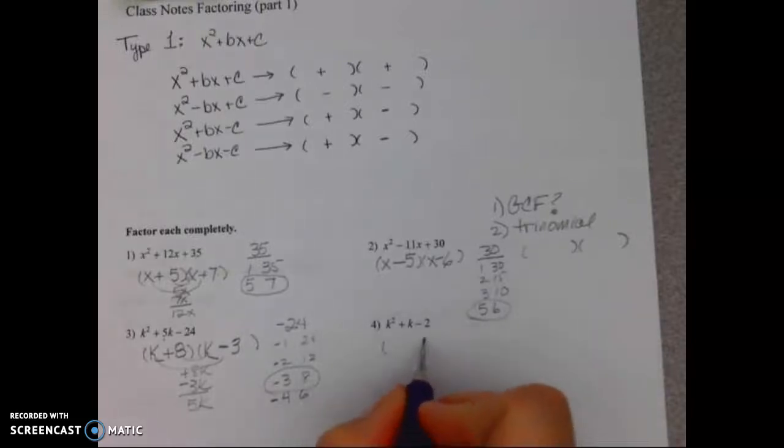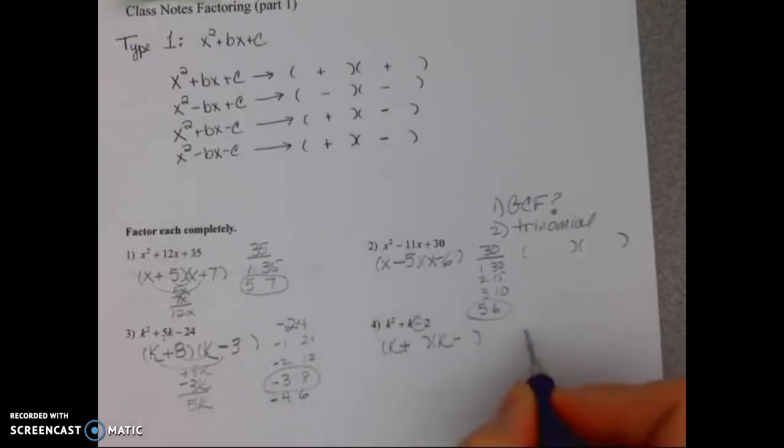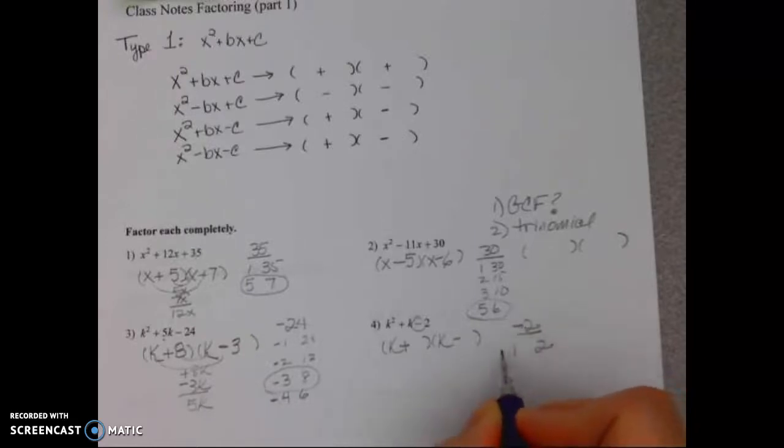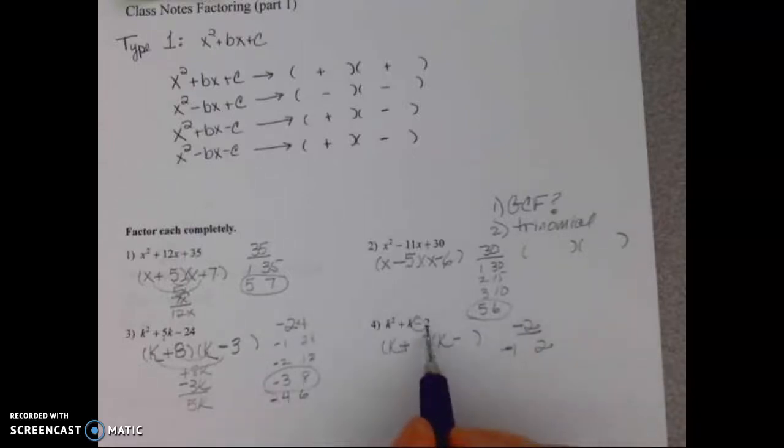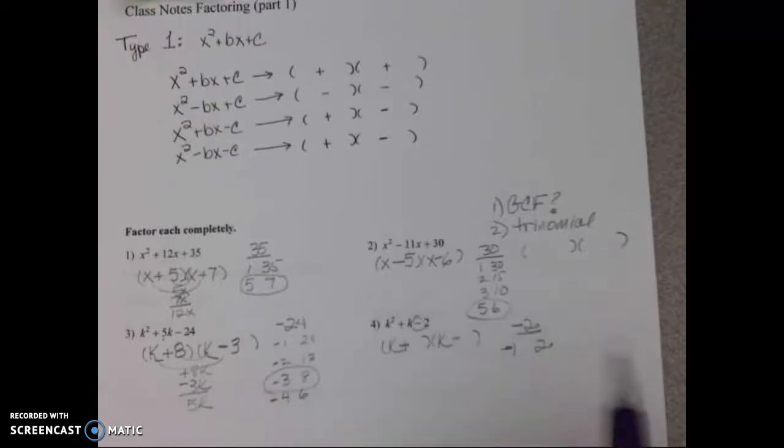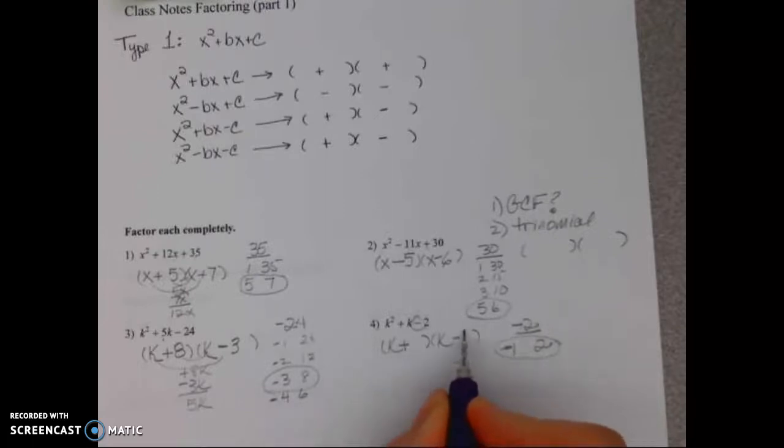All right, I have a k and a k. This is negative, which means I need one plus and one minus in here. Factors of negative 2 are 1 and 2. One of them has to be negative. When you add them up, it's factors of negative 2 whose sum is positive 1. Hey, these work. Negative 1 plus 2 is positive 1. So when you put the signs in here, the 1 goes here. This is like a little puzzle. Isn't it fun?